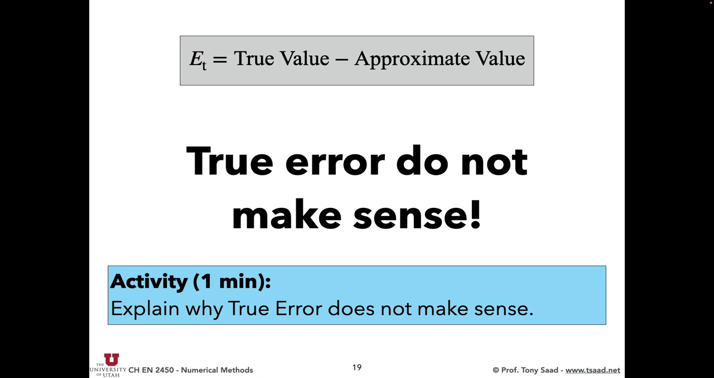You're already using an approximated value to begin with. Okay. So you're on the right track, right? But it's the other value in the definition. So you have true value minus approximate value, right?